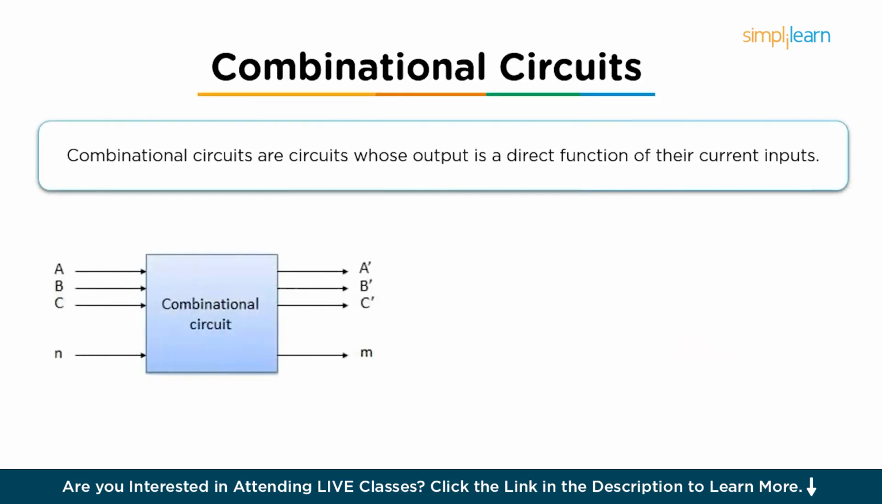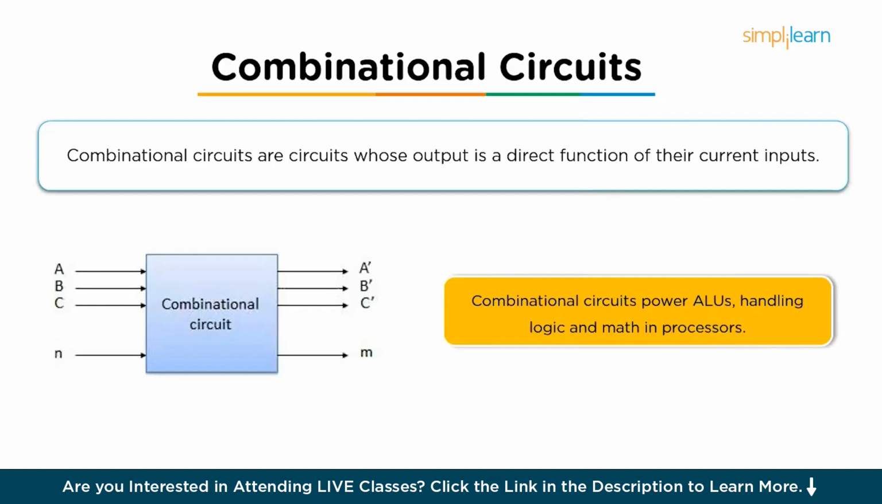Combinational circuits are circuits whose output is a direct function of their current inputs. In other words, the output is determined solely by the current input values and does not depend on any previous inputs or states. These circuits do not have memory and cannot retain any information about past events. Combinational circuits are fundamental for performing logical operations and mathematical calculations. They are the building blocks for more complex operations and are the foundation for the arithmetic logic units, ALUs, in processors, which perform calculation and decision-making tasks.